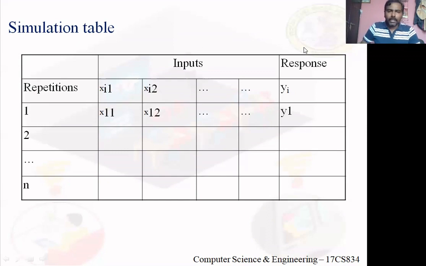Let me say the arrival time of the first customer is 0. So in repetition 1, in place of x11, I will fill 0. Now, for example, let the service time for this first customer be 10 minutes. So in place of x12, I'll fill 10 minutes. Apart from these two inputs, there may be some other inputs, but let me not concern myself with those. Now I've initialized the table by filling in the data for repetition 1.